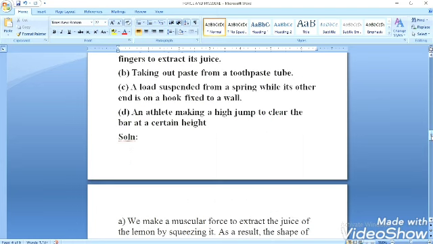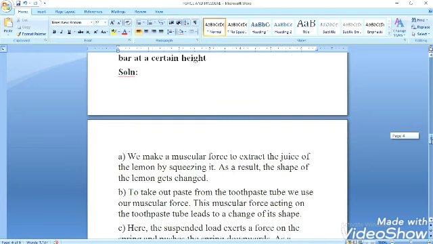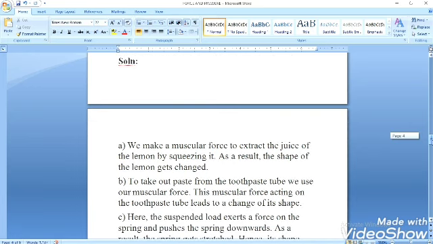Second one, taking out paste from a toothpaste tube. Yes, here also we use muscular force, right? To take out paste from the toothpaste tube, we use our muscular force. This muscular force acting on the toothpaste tube leads to a change of its shape.